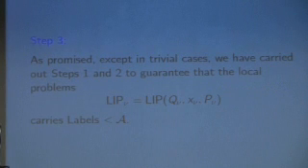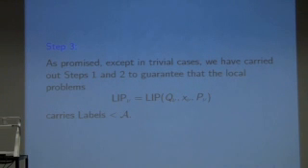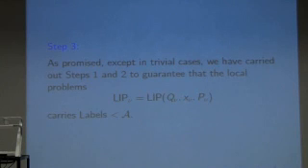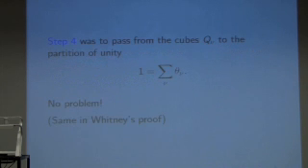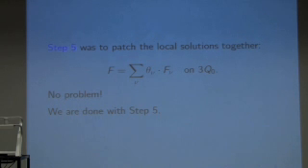And so now, as promised, except in trivial cases, we've carried out steps 1 and 2 to guarantee that all the local interpolation problems are either trivial or carry labels less than script A. Therefore, we can solve each local interpolation problem and obtain local interpolants. That takes care of step 3 of the above plan. Step 4 of the above plan is just to introduce the Whitney partition of unity related to this Calderon-Zygmund decomposition. We can do that the same way Whitney did it in 1934, just using a different set of cubes. Step 5 was to patch everything together.